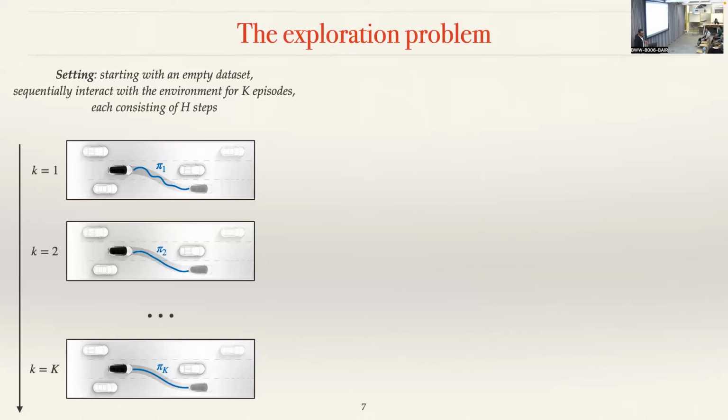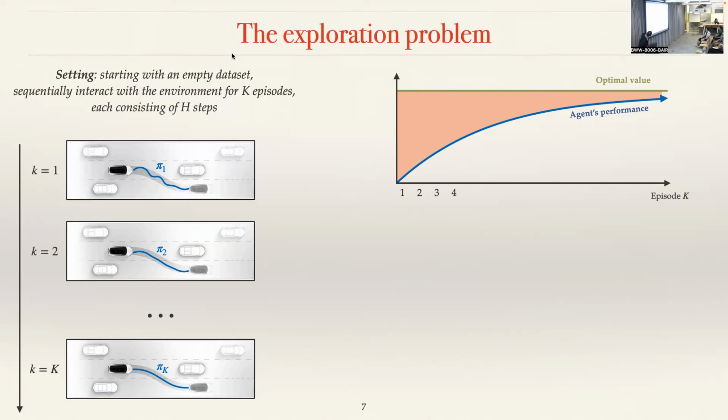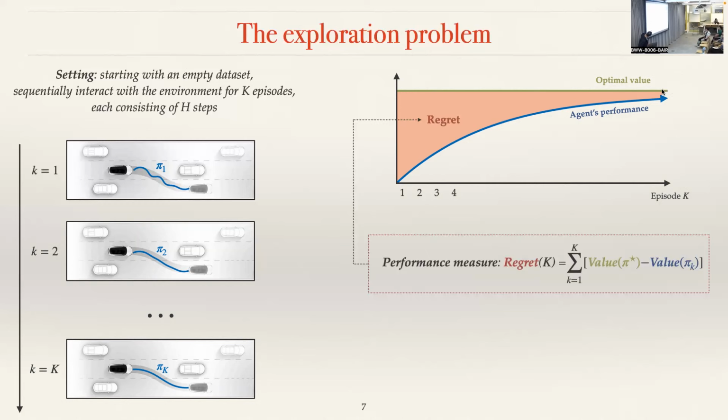What we would like to do is to measure the performance of the algorithm, and the standard way to do it is to define a quantity that is called regret, which you might have seen in class, and it's really the sum of the suboptimality gaps of the policy played by the agent. Intuitively, at least if the problem is easy, an algorithm that is learning will approach, in terms of performance, the value of the optimal policy.